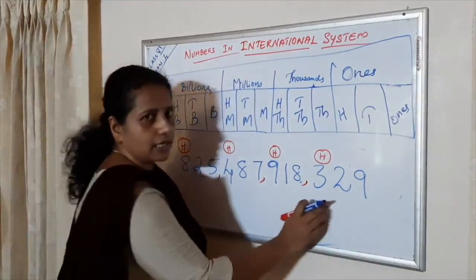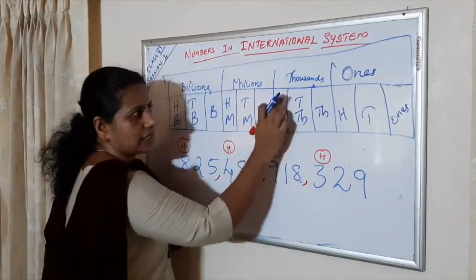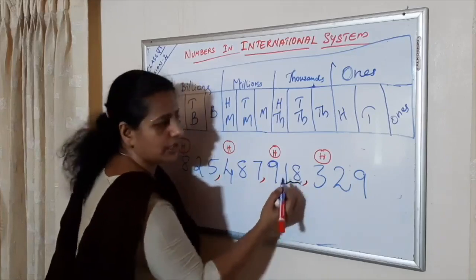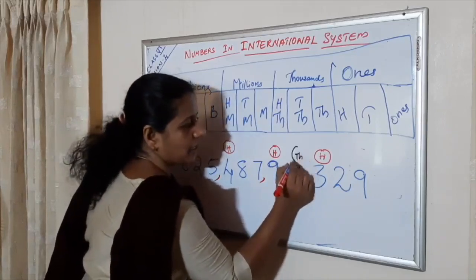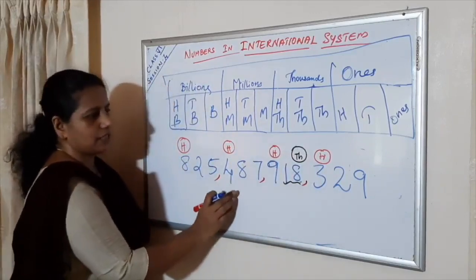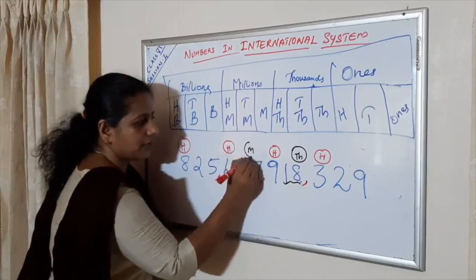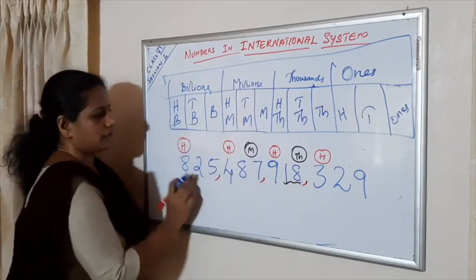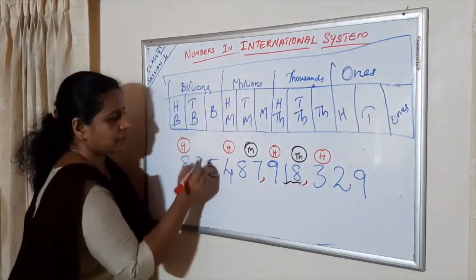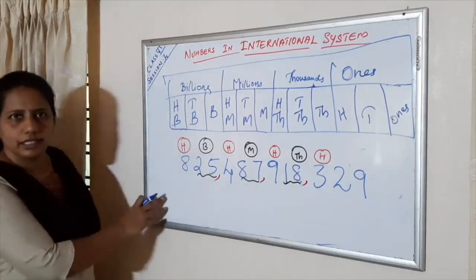That is 329. No problem. Then next one is 9. It is in 1000 period. So 900. Read these together. 18,000 because it is in thousands period. Then next one, this is in millions period. So 487 million. Next one, this is in billions period. So 825 billion. Is it clear now?